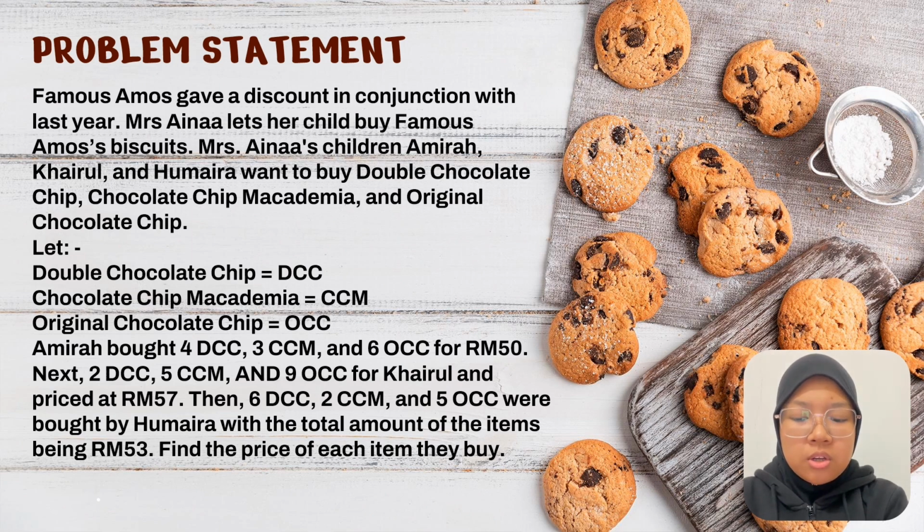Amira bought 4 DCC, 3 CCM and 6 OCC for 50 ringgit. Next, 2 DCC, 5 CCM and 9 OCC for Khairul, priced at 57 ringgit. Then, 6 DCC, 2 CCM and 5 OCC were bought by Humaira, with the total amount of the items being 53 ringgit. Let's find the price of each item they buy.